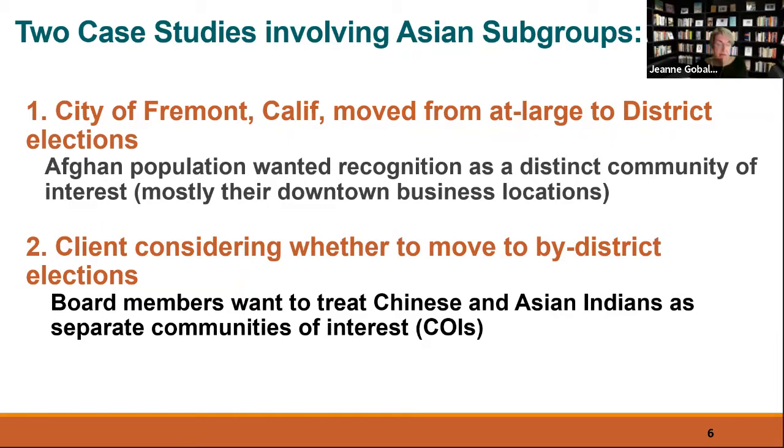The second case study is actually still an attorney-client privileged project for us, so I can't give you a whole lot of details, but this particular jurisdiction is considering whether to move to by-district elections, and board members for this jurisdiction wanted to treat Chinese and Asian Indian Americans as separate communities of interest.